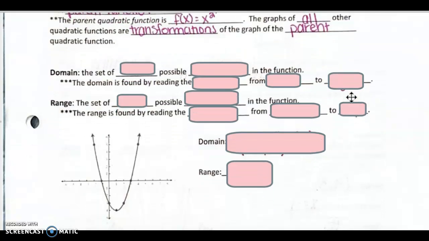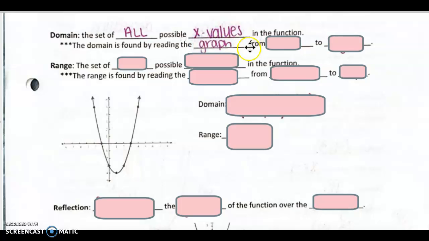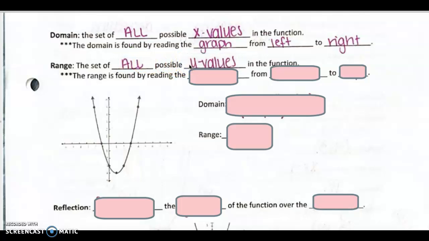That's our parent function. When we look at domain, it says the set of all possible x values in the function. That's what the domain is. And it's found by reading the graph from left to right. So remember, we read the same direction we read books. And the range is the set of all possible y values in the function. And the range is found by reading the graph from bottom to top.